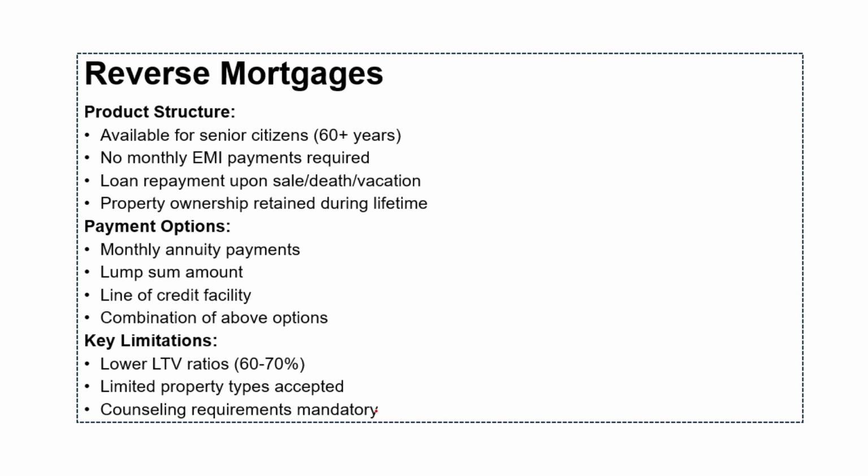Key limitations include lower 60 to 70% LTV ratios, reflecting longevity risk and property maintenance concerns. Limited property types focus on easily marketable residential properties. Mandatory counseling requirements ensure seniors understand the product's long-term implications and alternatives before commitment.